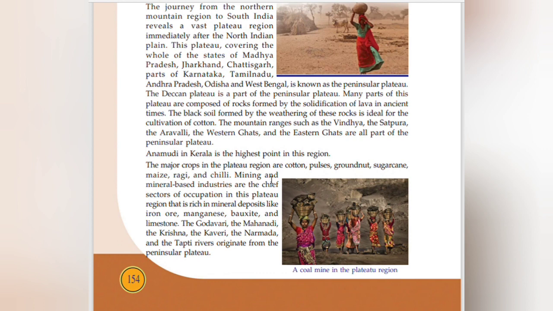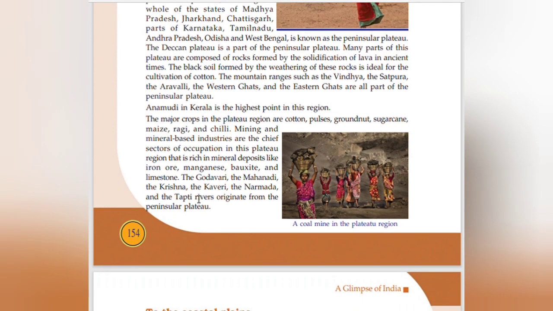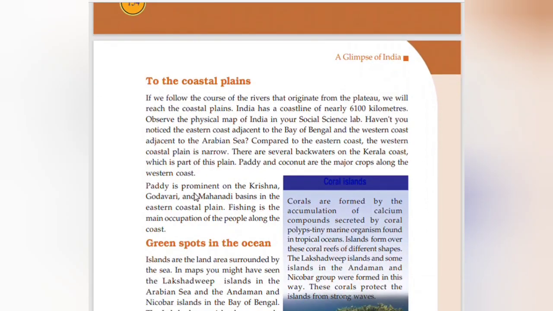Major crops in the plateau region are cotton, pulses, groundnut, sugarcane, maize, ragi and chili. Mining and mineral-based industries are the chief sectors of occupation in the plateau region, which is rich in mineral deposits like iron ore, manganese, bauxite and limestone. Godavari, Mahanadi, Krishna, Kaveri, Narmada, Tapti rivers originate from the Peninsular Plateau.